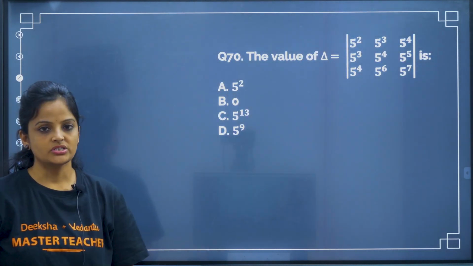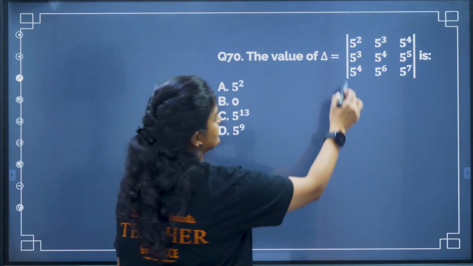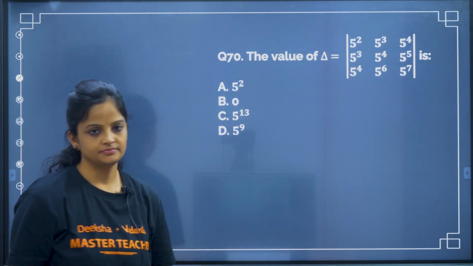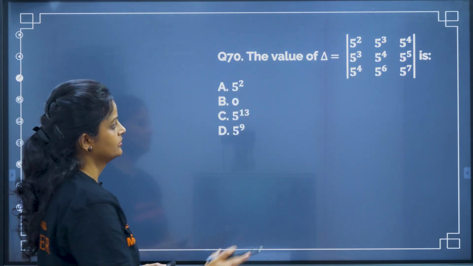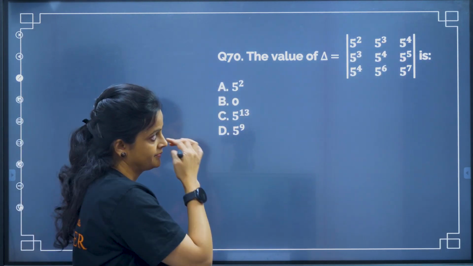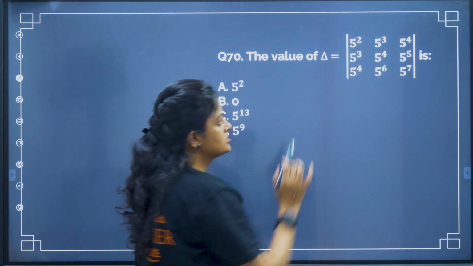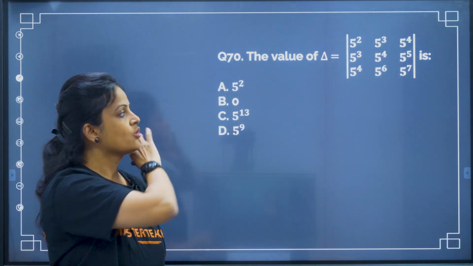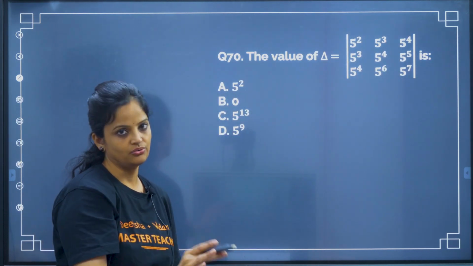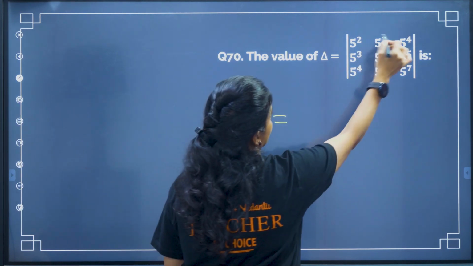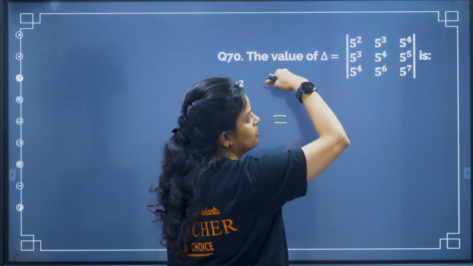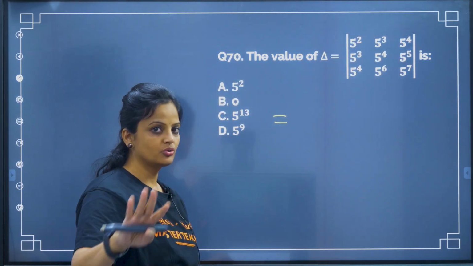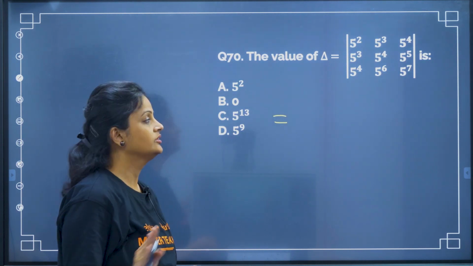Let's take up the next question, 70th. First, see the determinant. They're asking you the determinant value, right? And the base is 5. If you see this, what is common in the first row, the second row and the third row? Take it out. Columns you can do also, rows you can do also. It is up to you, whichever you are comfortable with.